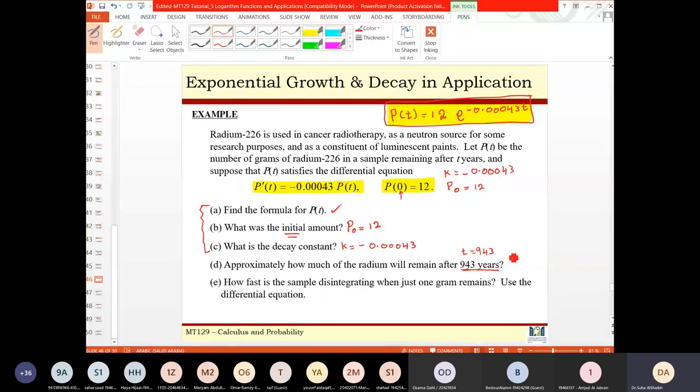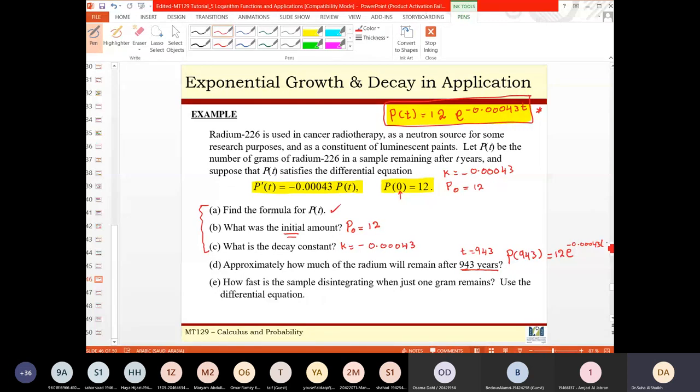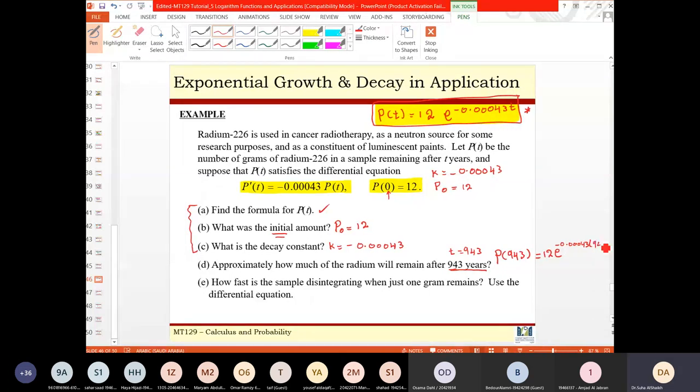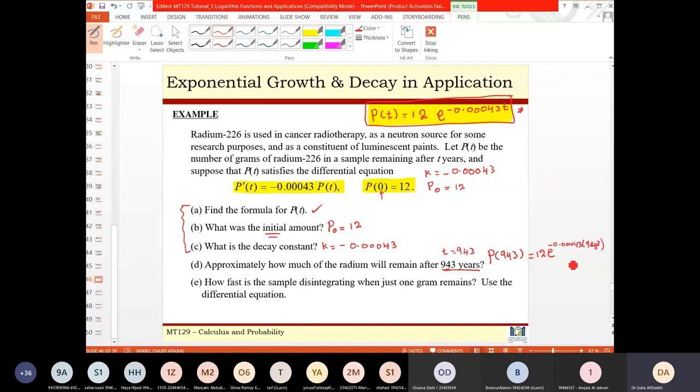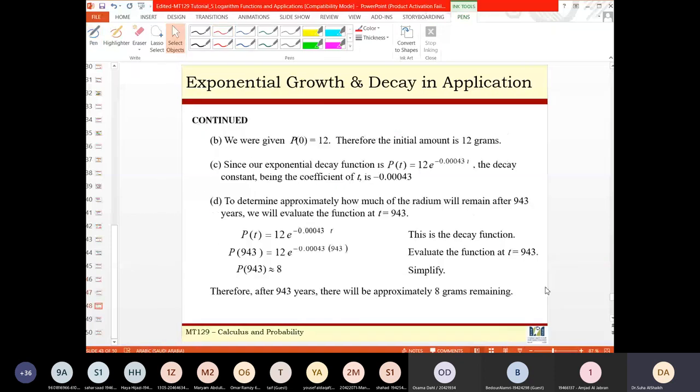I will find the population P of 943 using this formula. Substitute in the formula, use your calculator, and do the calculation: 12 exponential of minus 0.00043, and the time now is changed to 943. Do the calculation and find the answer. The answer of part D is equal to 8.